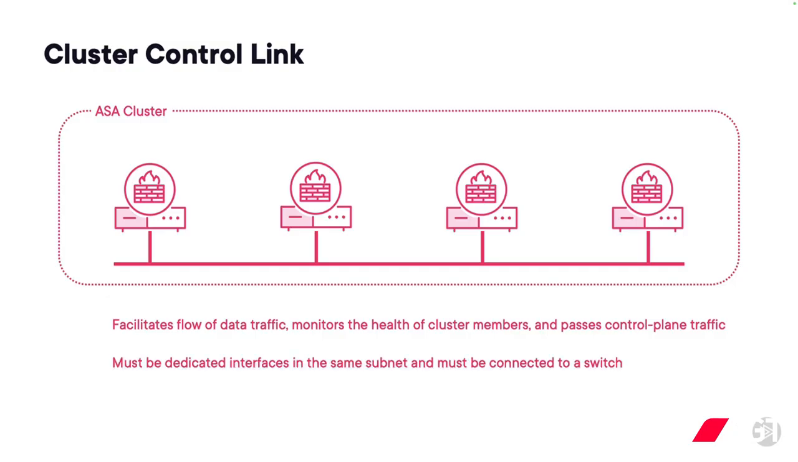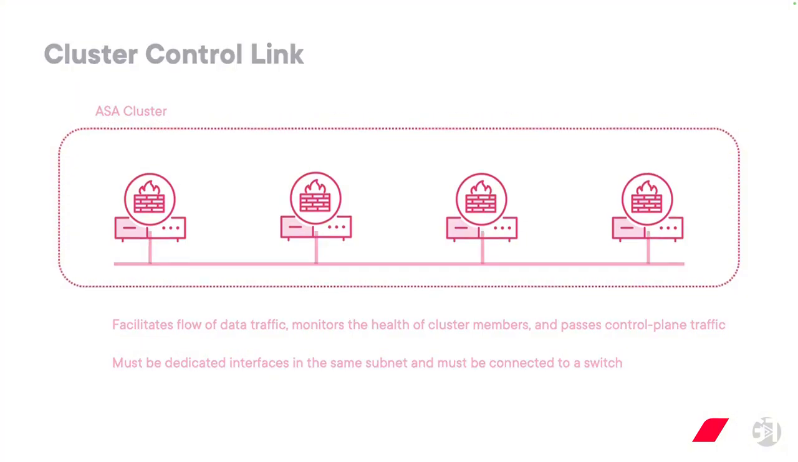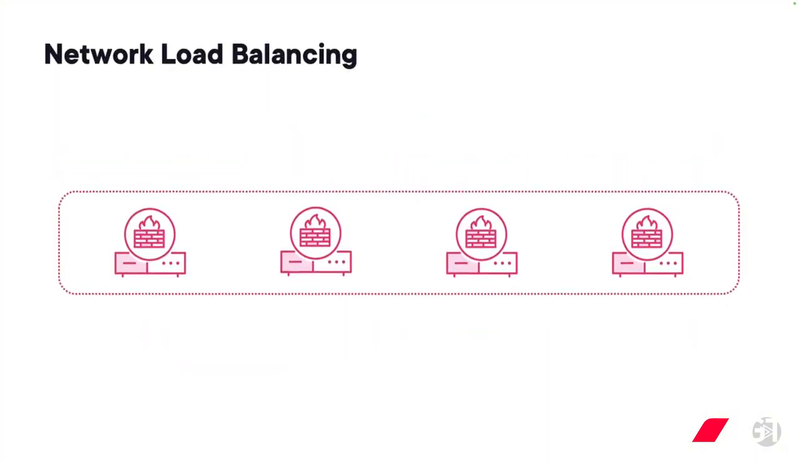All of these interfaces must be a dedicated interface, and they cannot be a sub-interface, and they all must be on the same subnet. On top of that, even in a cluster with only two ASAs, the CCL must connect to a switch rather than directly to the other ASA. This is so the ASAs can monitor their own interface status in the event that the interface fails on the other member ASA.